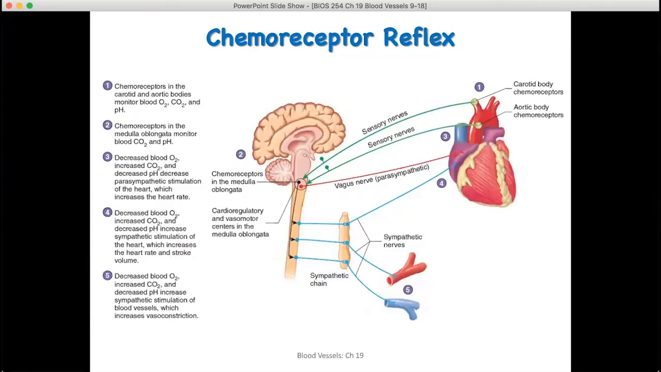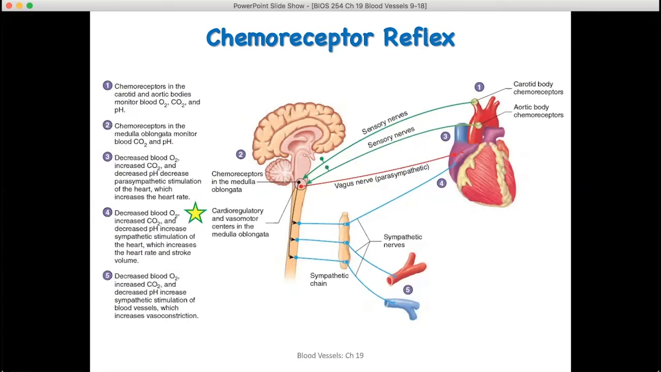Let's review the chemoreceptor reflex. Chemoreceptors located in the periphery in the aortic and carotid bodies monitor blood oxygen, carbon dioxide, and pH levels. The central chemoreceptors in the medulla will monitor pH based on the carbon dioxide levels. When you have a decrease in oxygen or an increase in carbon dioxide or a decrease in pH, this will decrease the parasympathetic input to the heart, the SA and the AV nodes, and increase the sympathetic input to the SA and the AV nodes, the myocardium, as well as the smooth muscles in the blood vessels.